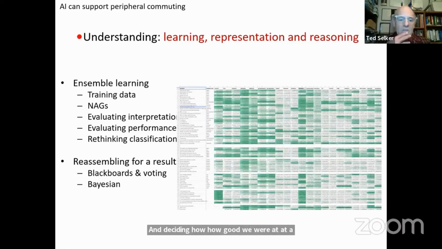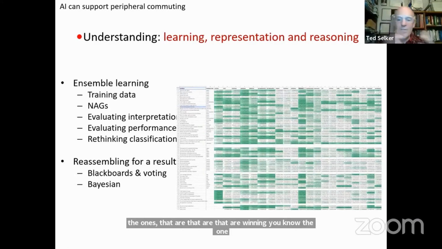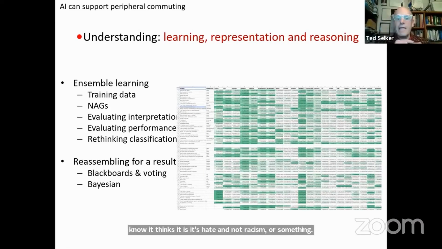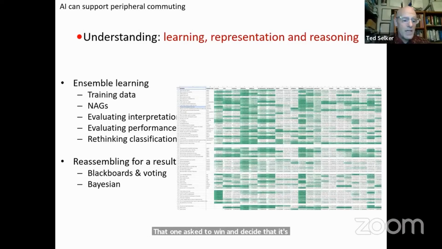And in the end, what you end up doing once you have a big ensemble learning system is you have to combine all of the different things, and the ones that are winning, the one that thinks that it's hate and not racism or something, that one has to win and decide that it's time for it to say something to the user. And it also has to be a time that the person's ready to listen to by the user.